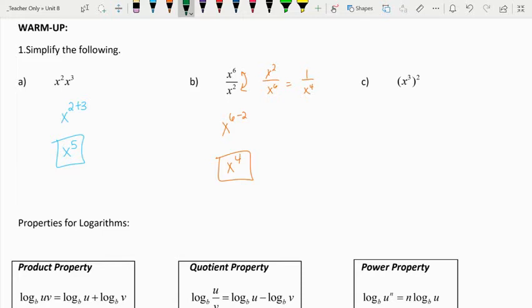And then when we have ones like letter C, x to the third squared becomes x to the sixth. Remember, this is just like writing x to the third times x to the third, which you would then add, which gets you here. But you don't have to rewrite it like that.